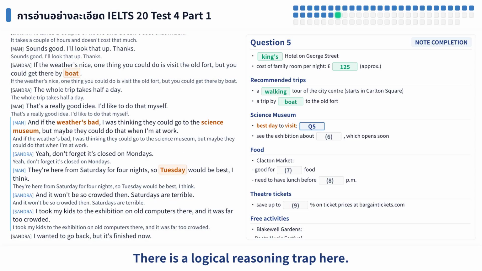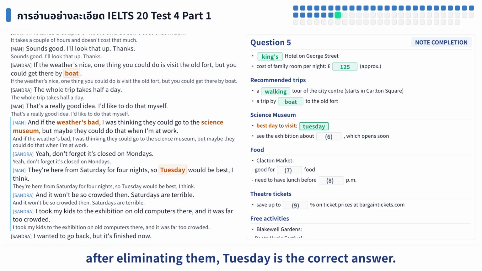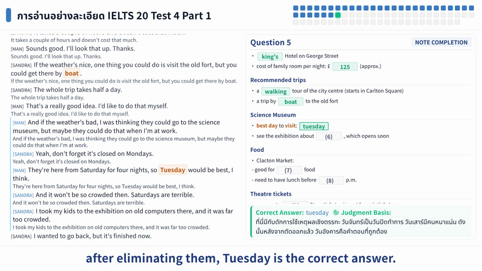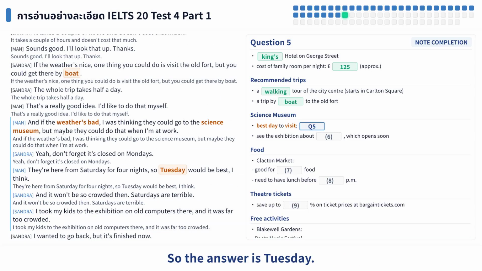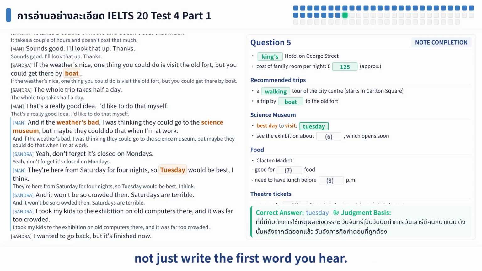There is a logical reasoning trap here. Monday is closed, Saturday is crowded, so after eliminating them, Tuesday is the correct answer. So the answer is Tuesday. Remember, you need to use context to reason, not just write the first word you hear.